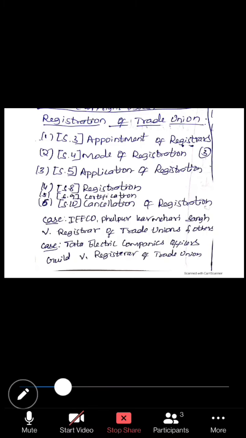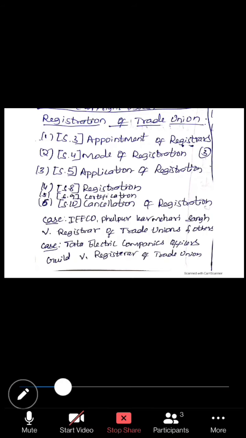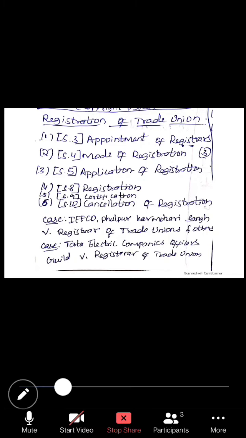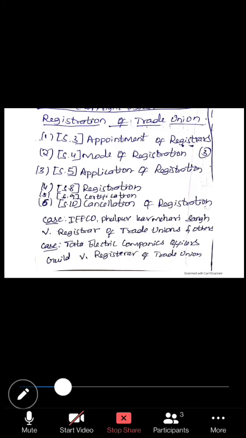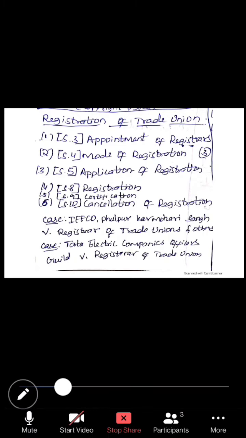The next question is registration of trade union. This is one of the important questions. The question comes as: explain the registration of trade union and its cancellation. So you have to write all these sections. The synopsis is this: Section 3, appointment of registrars. Section 4, mode of registration. Section 5, application of registration. Section 8, registration. Section 9, certification. And Section 10, cancellation of registration.